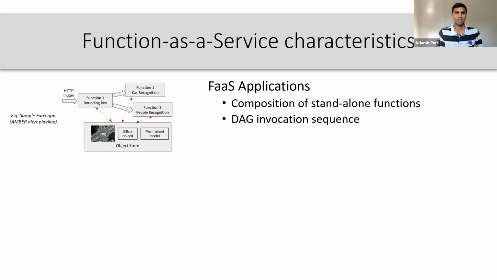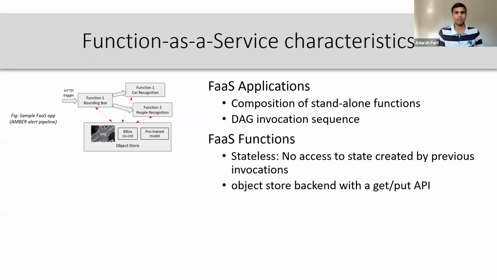A notable property of the functions in FaaS is that they are stateless, which means that they have no access to the state created by previous invocations. Therefore, they use an object store like Amazon S3 or Azure Blob Storage with a GET or PUT API to store or share data. In our example, the Amber Alert pipeline shares the image, bounding box coordinates, and the pre-trained model through the object store.